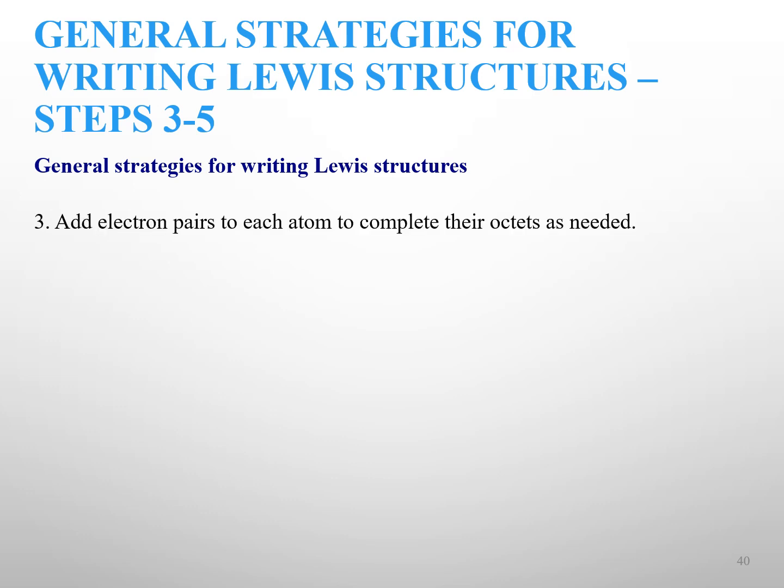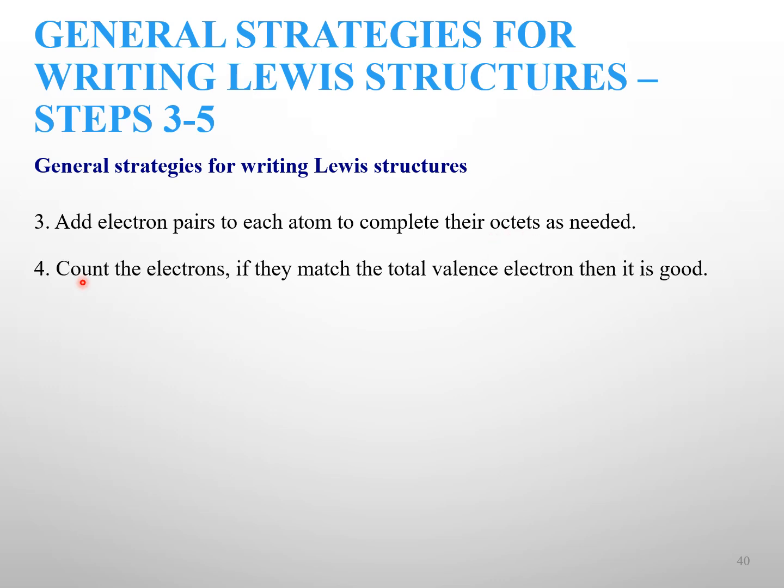Now, the next thing is you fill in the blanks by adding electron pairs to make sure everybody has an octet. Who doesn't need an octet? Hydrogen doesn't need an octet, it only needs 2. Helium only needs 2. Everybody else needs their 8. So that's the octet, the 8 valence electrons. Then you count the electrons and make sure they match the total valence that you just calculated earlier. If it matches, then it's good.